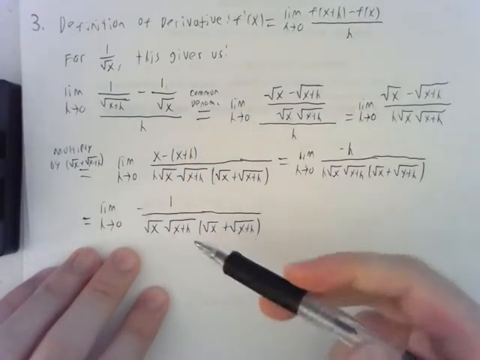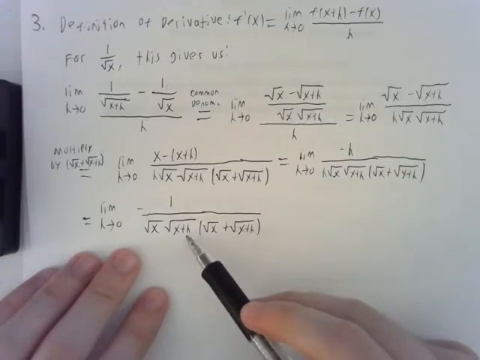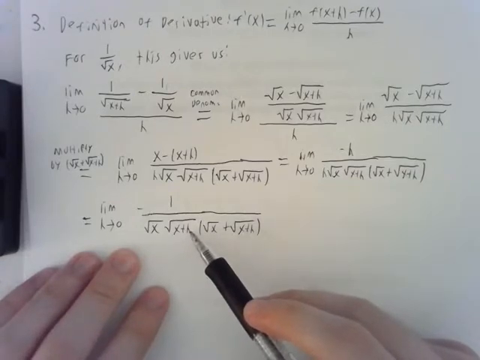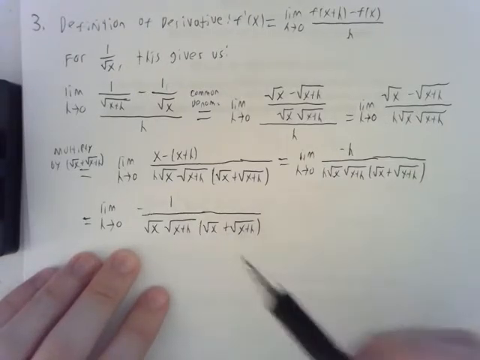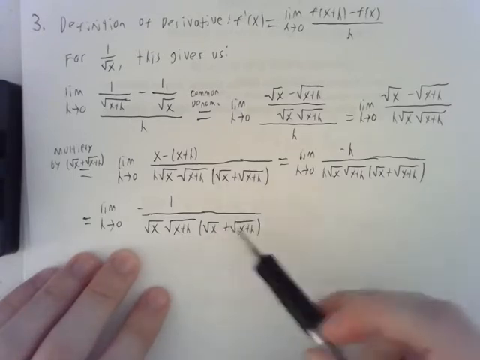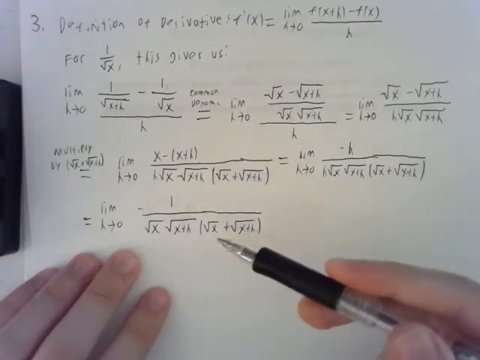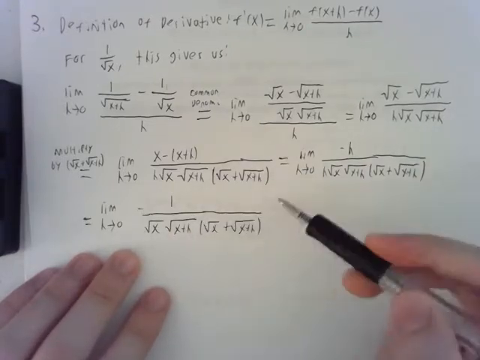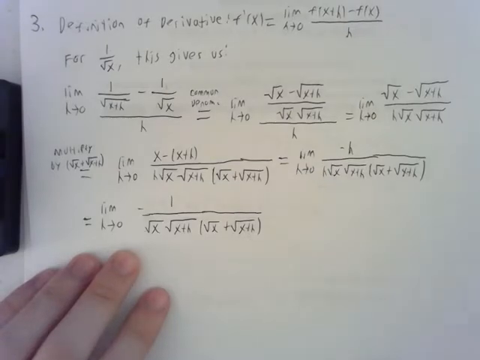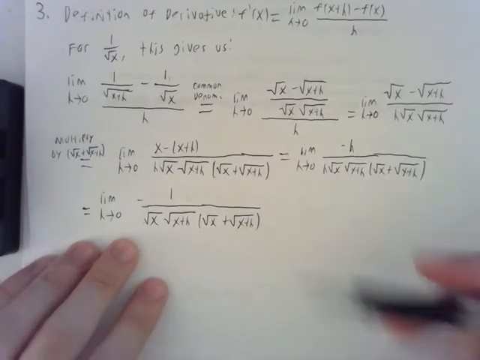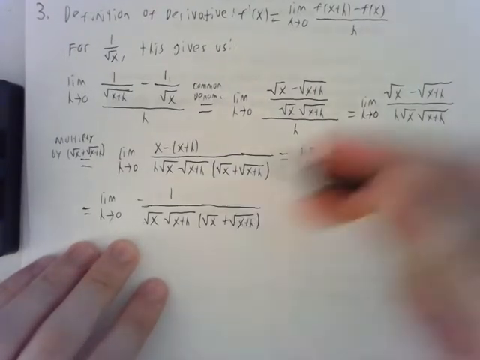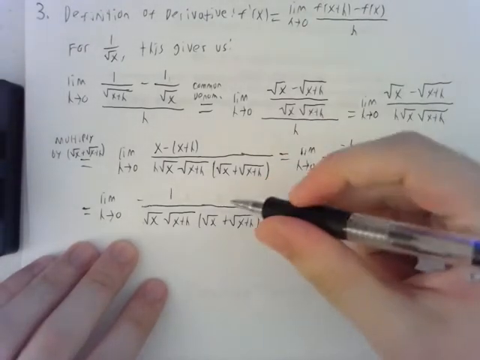Now the denominator no longer goes to 0 as h goes to 0, so this is a continuous function and we can just plug in h equals 0. The important thing for continuity is that the denominator does not go to 0; whether the numerator goes to 0 doesn't matter. So the function is continuous, and we can just plug in h equals 0.